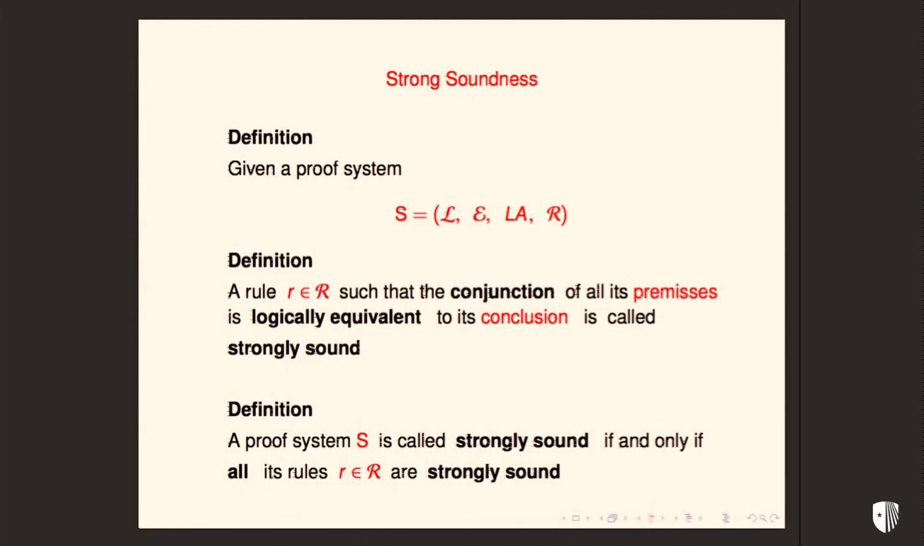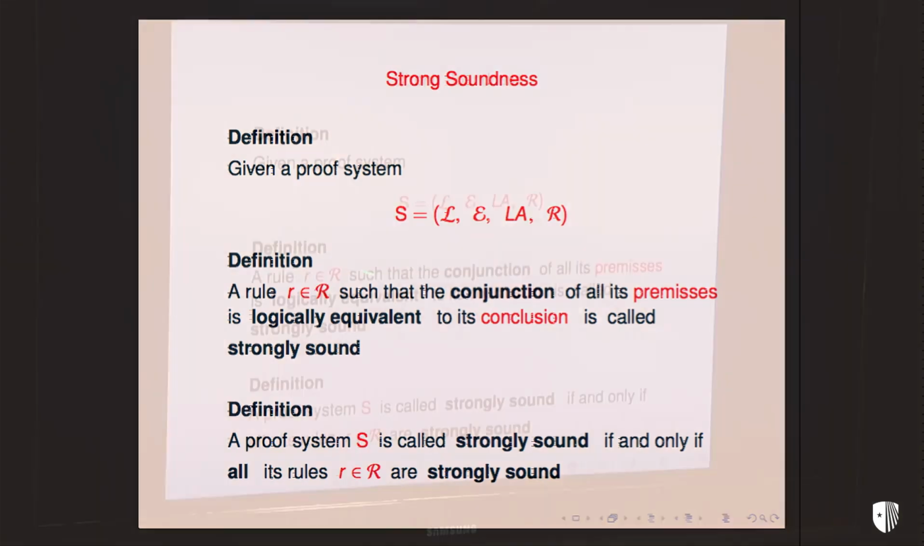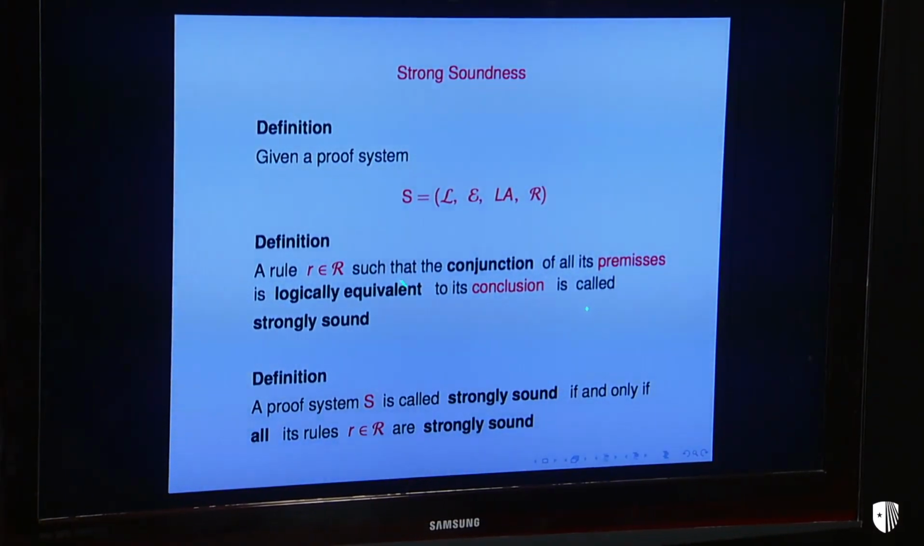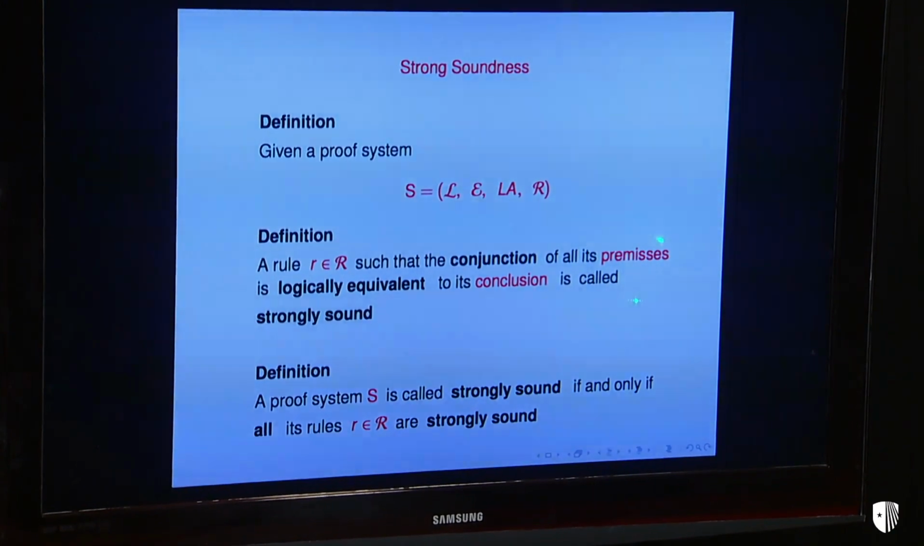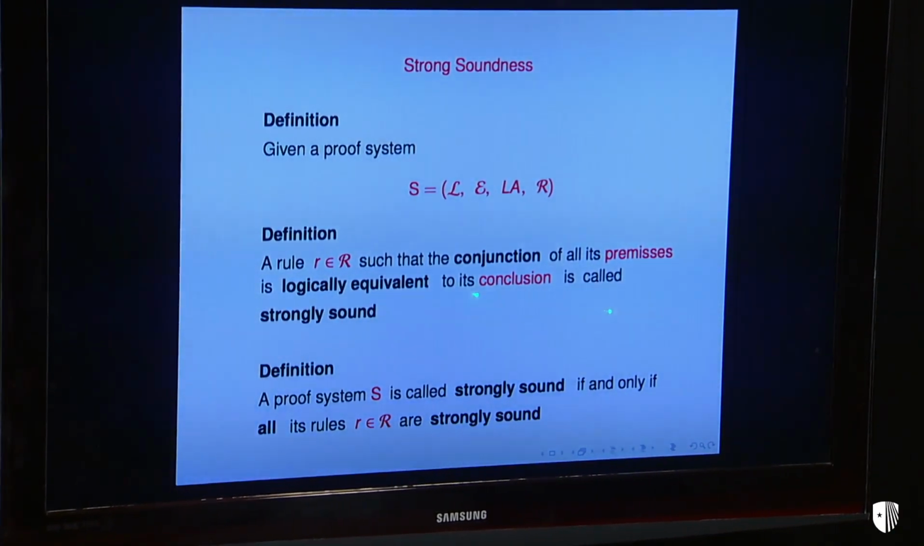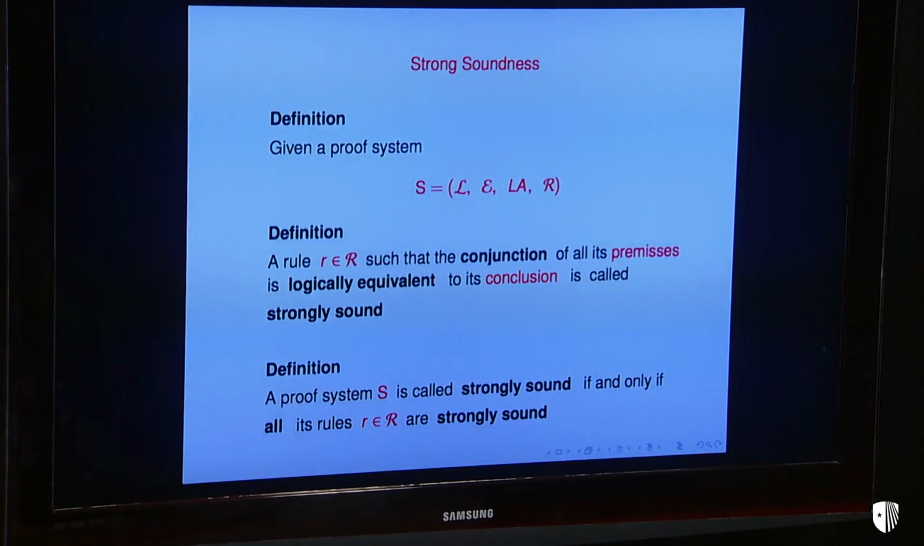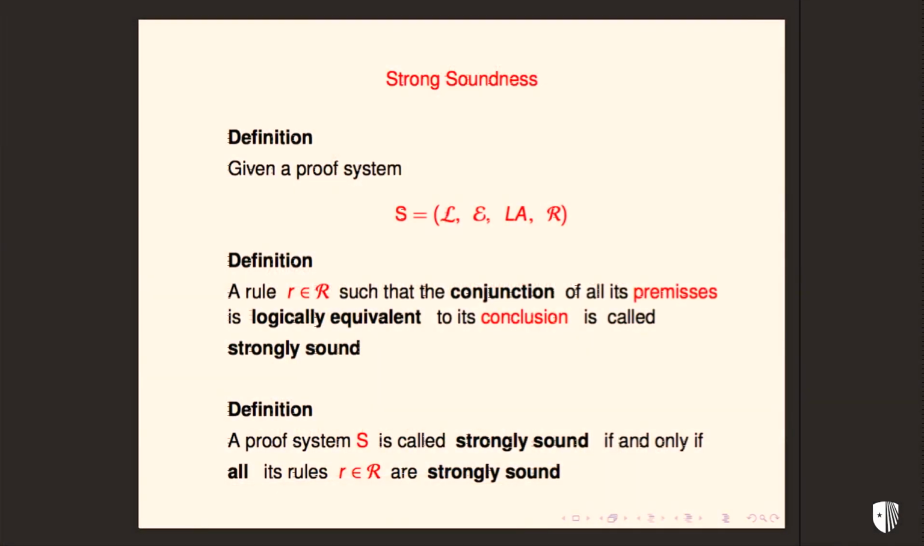So we have a definition, a new notion, for any proof system. We say that a rule of inference of a given proof system, such that the conjunction of all premises is logically equivalent to the conclusion, is called strongly sound, right?